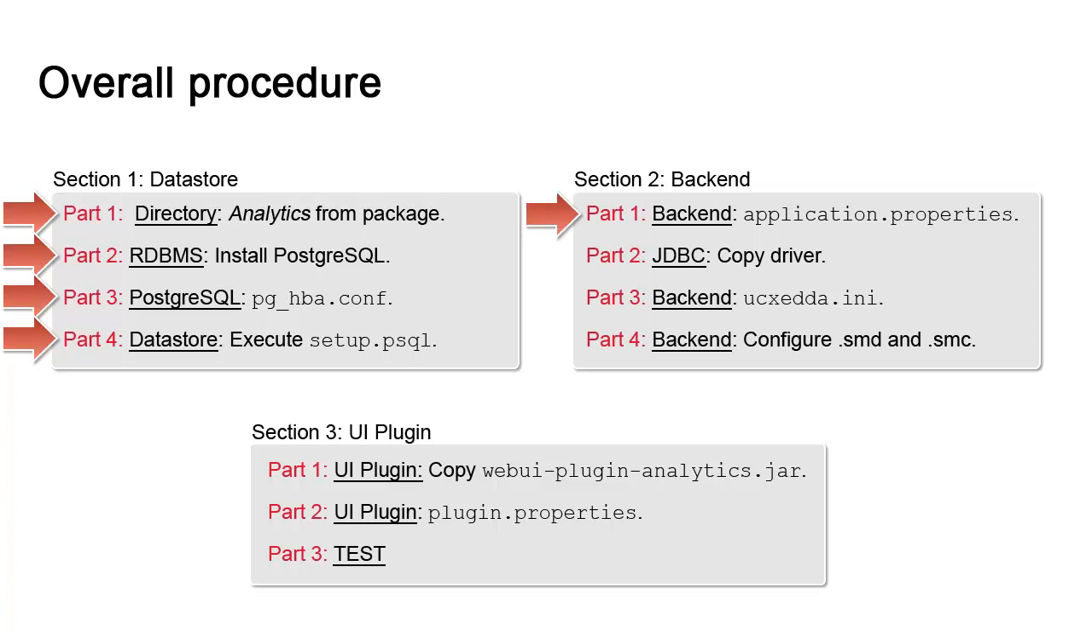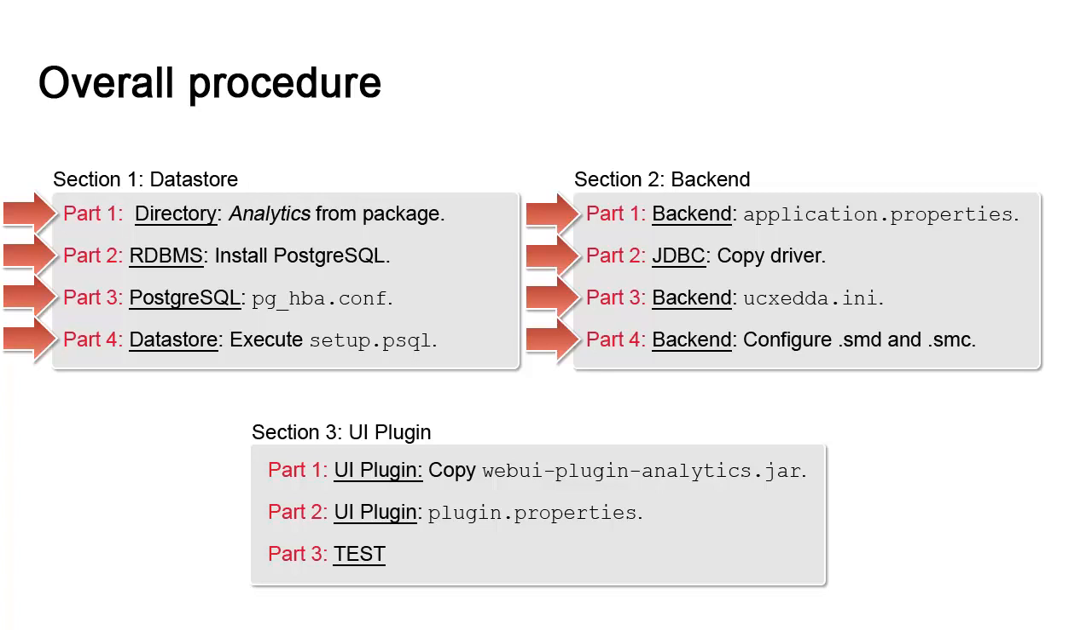We update application.properties so that it can interact with the Datastore and the automation engine database. We copy the JDBC driver to enable data connections. We update ucx-edda.ini so that the backend can talk to the automation engine. And finally, we configure the Service Manager so that analytics auto starts at boot.